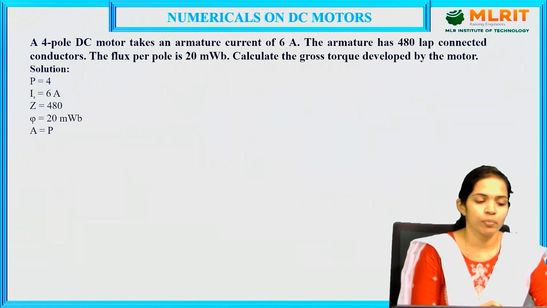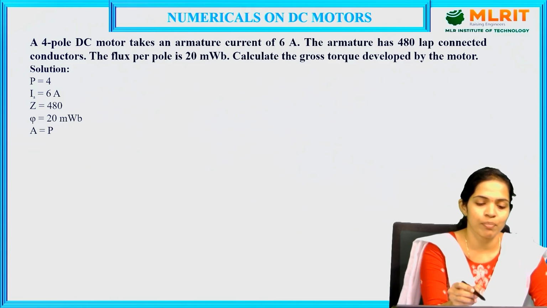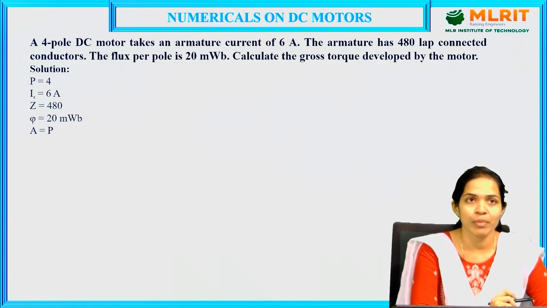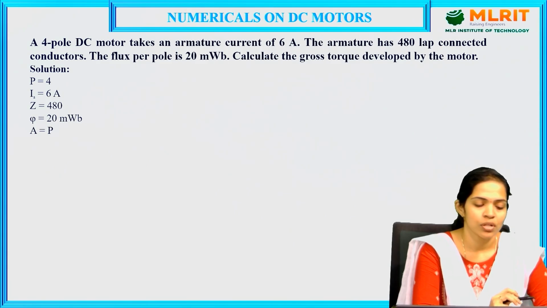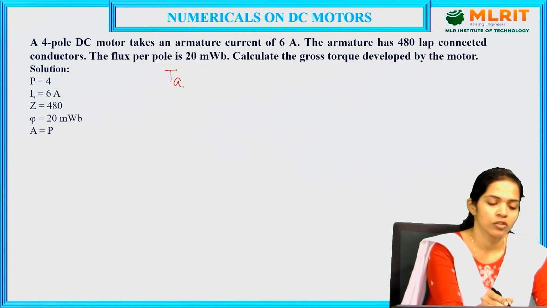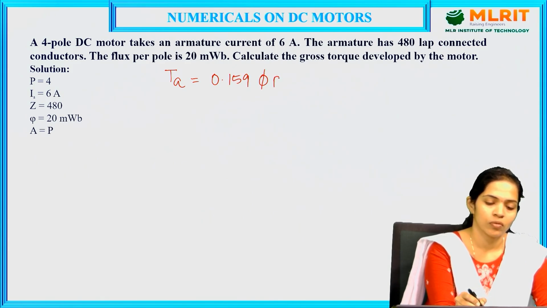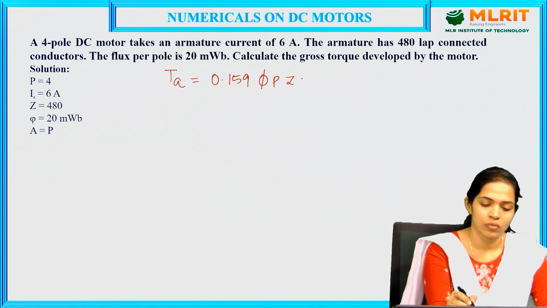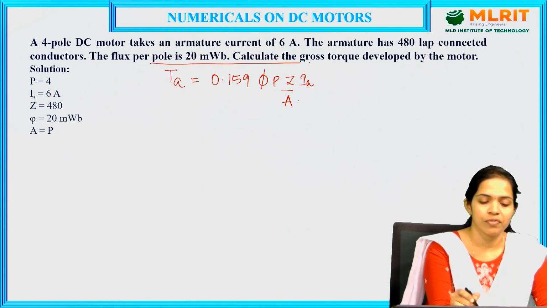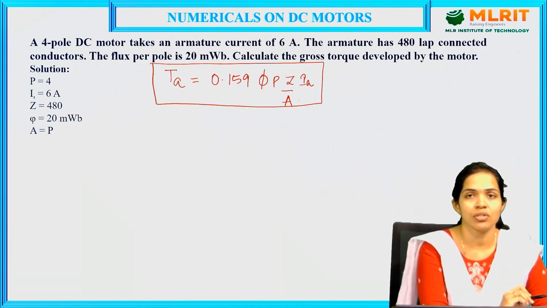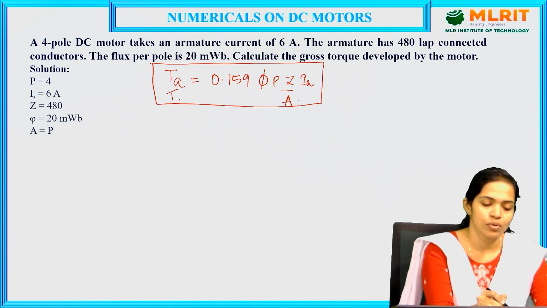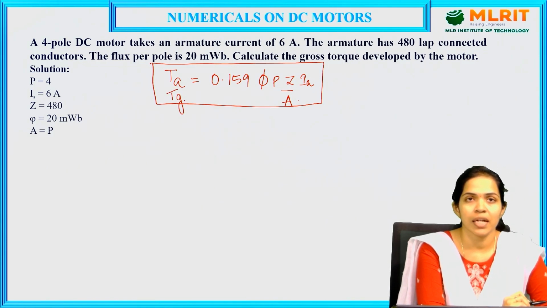we see that a 4-pole DC motor takes an armature current of 6 amperes. The armature has 480 lap connected conductors. The flux per pole is given as 20 milliwebers. Now we are going to calculate the gross torque developed by the motor. So we know that this is the equation for the torque which is developed across the armature, which can be considered as the gross torque also.